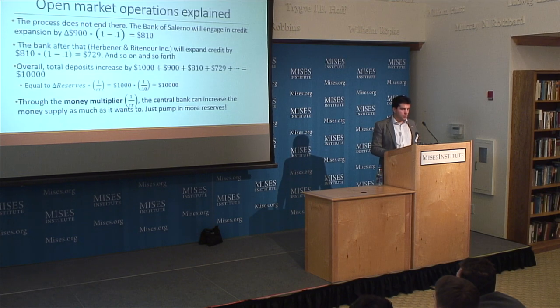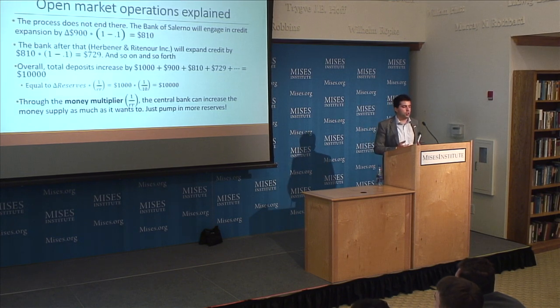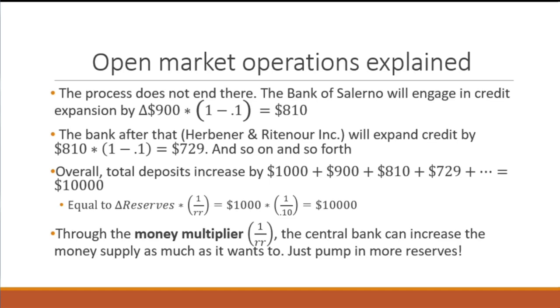The Bank of Salerno is going to engage in credit expansion by the same formula. So it gets $900 in reserves. It's going to increase credit by $810. Right? It's going to make a loan to, say, McDonald's. McDonald's is going to spend it to expand the business. Then that money's going to wind up at another bank.